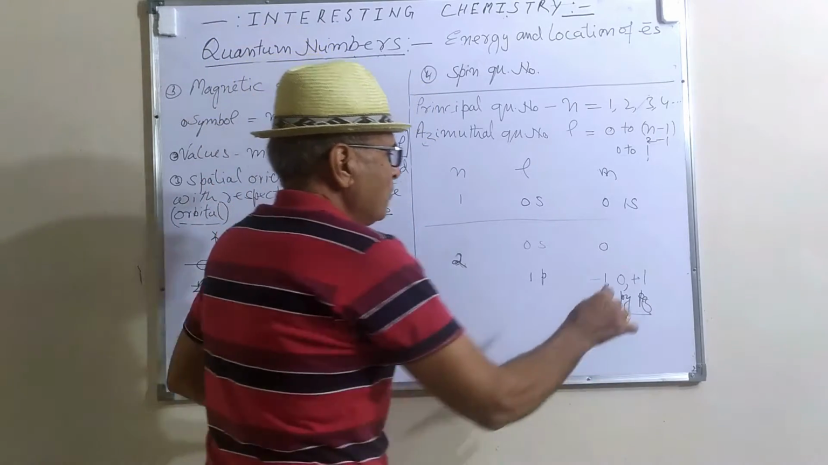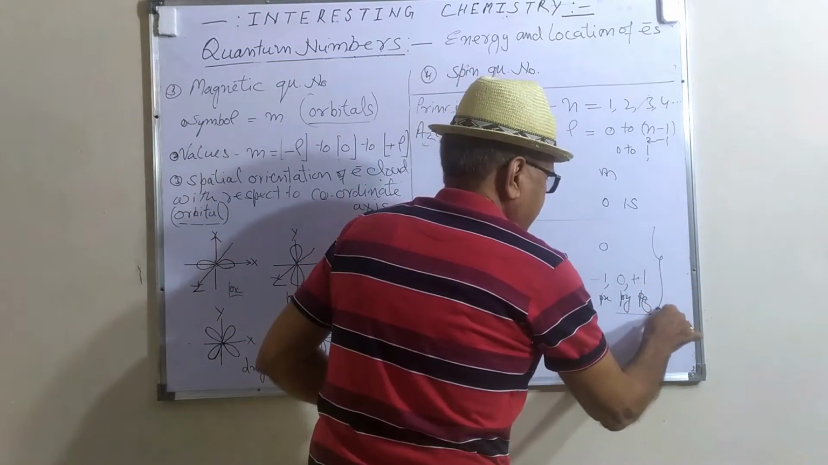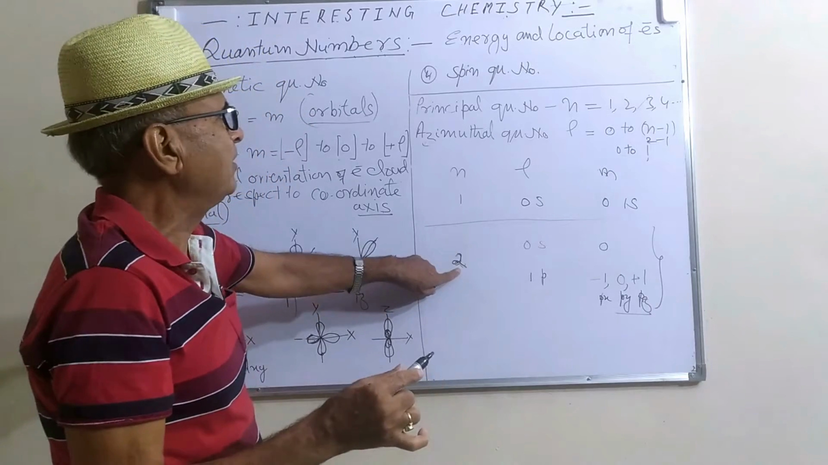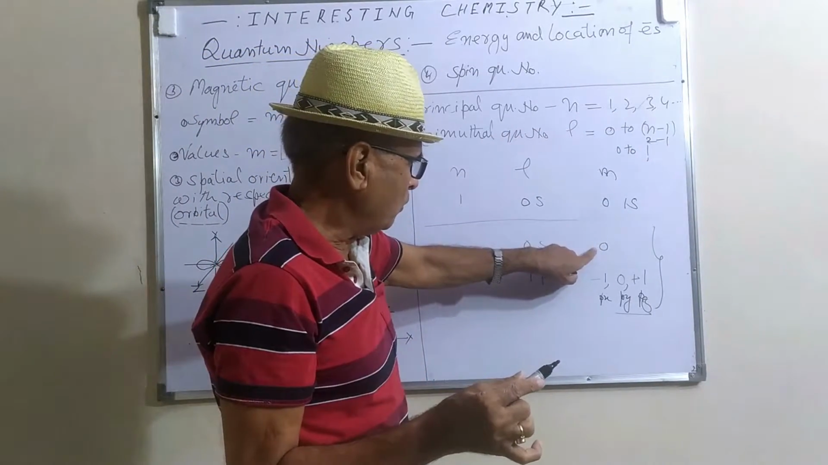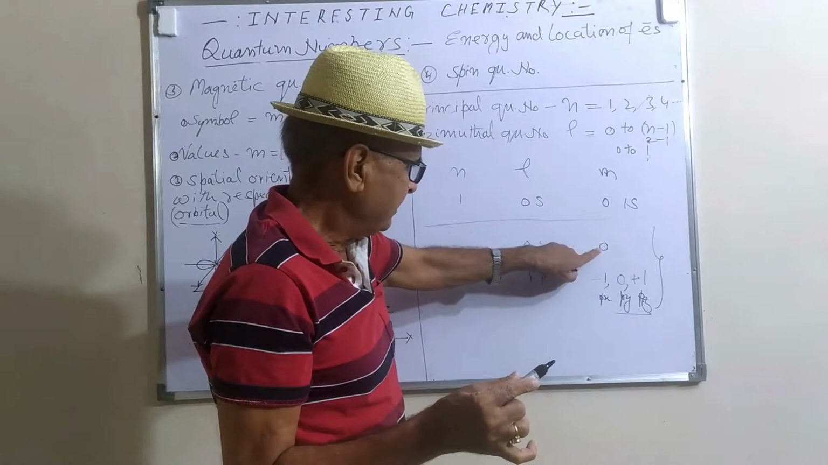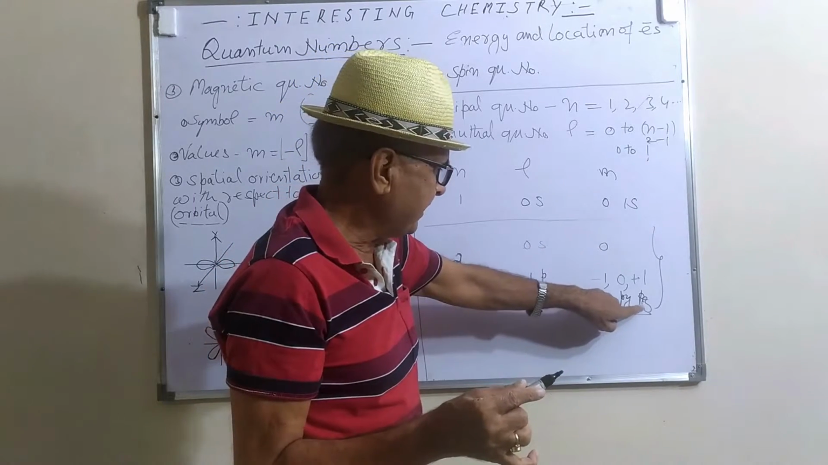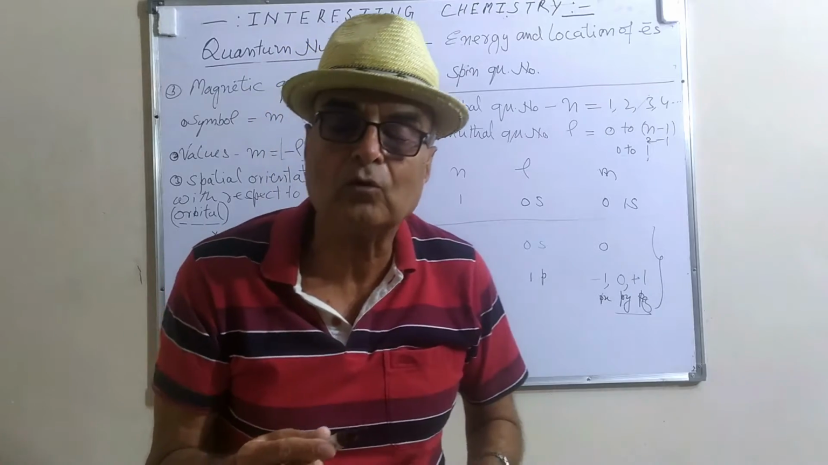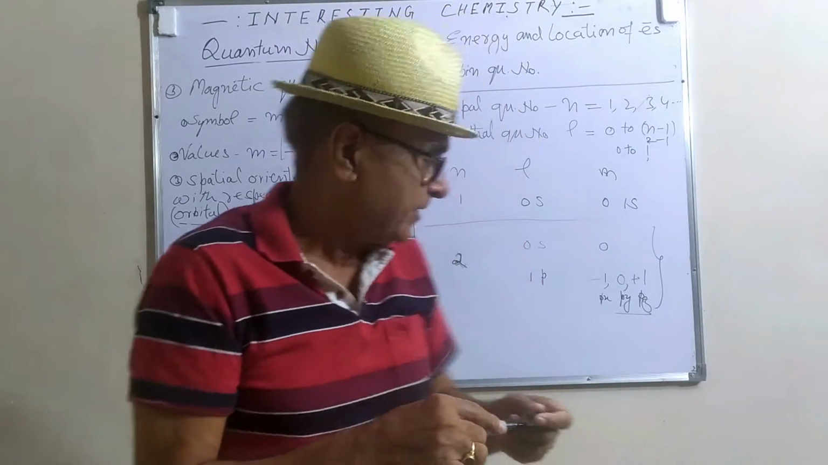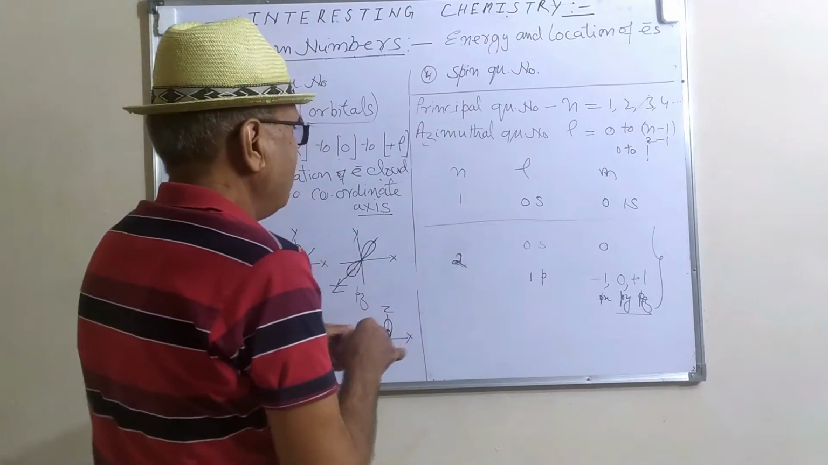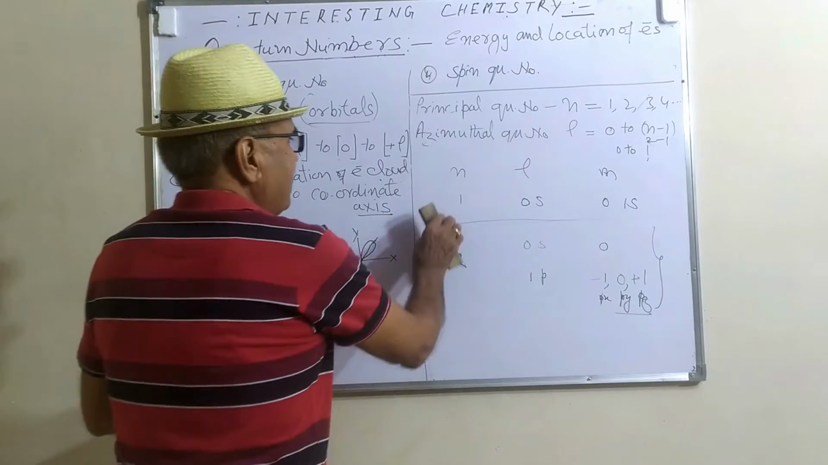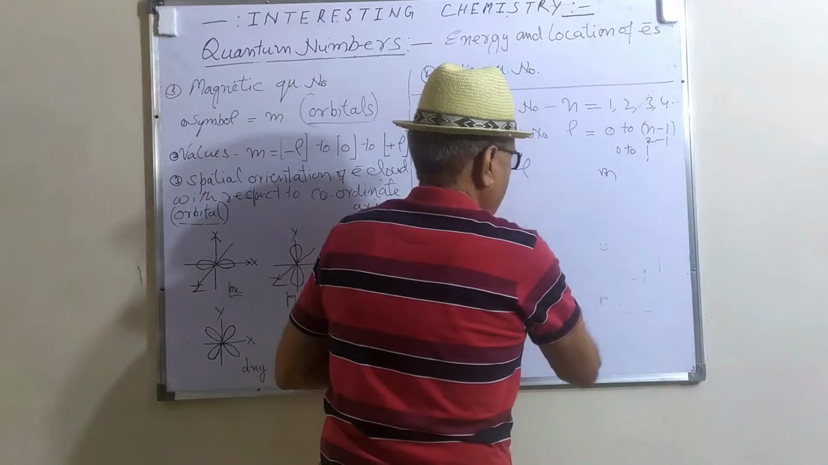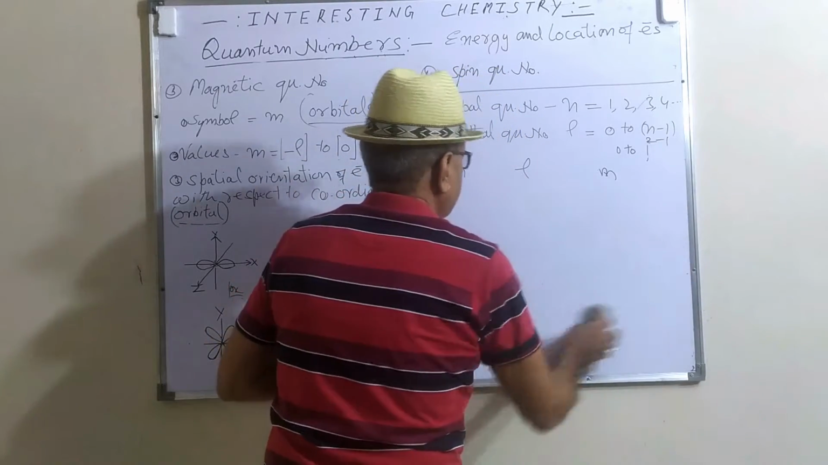Now how many total orbitals are there in the second cell? There are 4 orbitals: 1, 2, 3 and 4. I think you have understood how to calculate. Now I will tell you about the third quantum number.